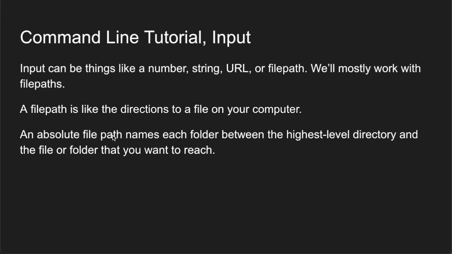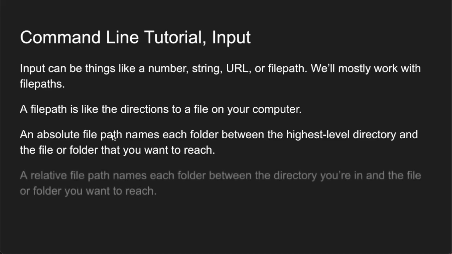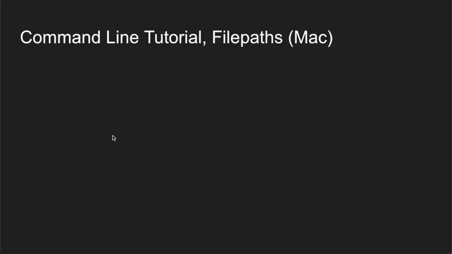We could also say, well, what if I want to give the path from one folder somewhere on my computer to another folder somewhere else on my computer? Well, that would be a relative file path. You're not starting from the highest part of the hierarchy. You're starting from somewhere in the middle, and you're going to somewhere else in the hierarchy. So we're going to look at a couple examples of this, but this absolute versus relative thing is something that took me a little bit of time to understand. So pay attention to some of the characteristics of these paths.